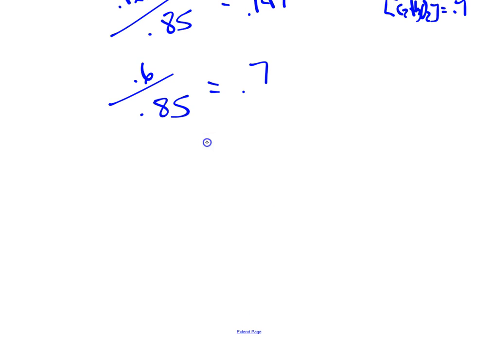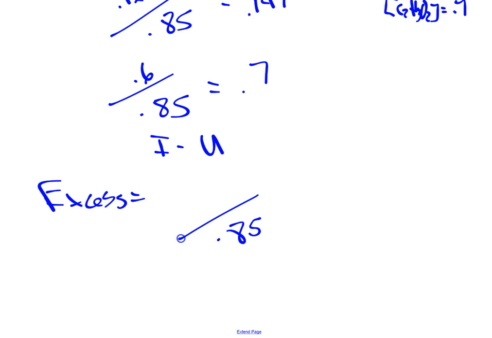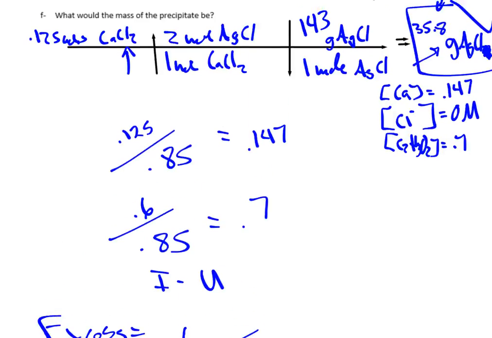Okay, then the one that no one really likes. The excess is equal to my initial minus used over my new volume, right? My new volume is 0.85. The initial was what? 0.6. I got that from part C.